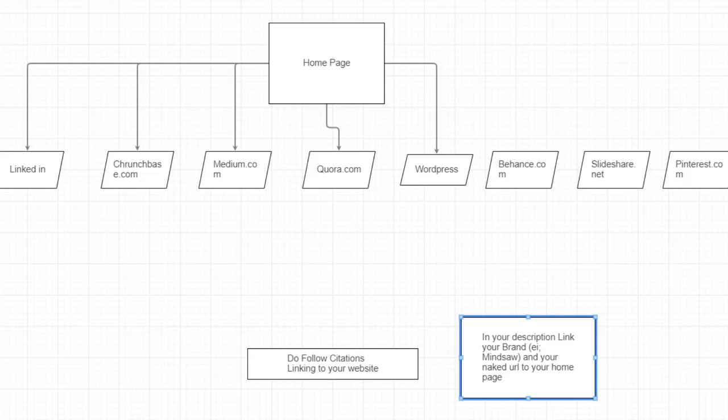All right. So in your description, you need to add your brand link. So my brand link is Mindsaw. And what I want to do is I want to create a link from the article or the description in LinkedIn where you put in your description of your business. I want to create a link from Mindsaw with the word Mindsaw back to my homepage. Right? And I'm going to show you an example on how to do that.